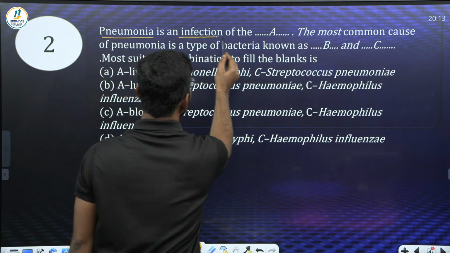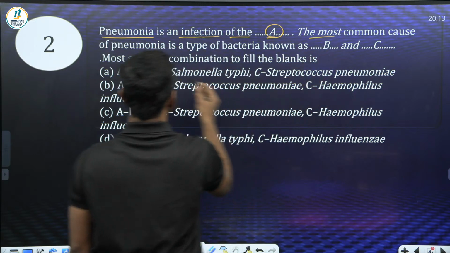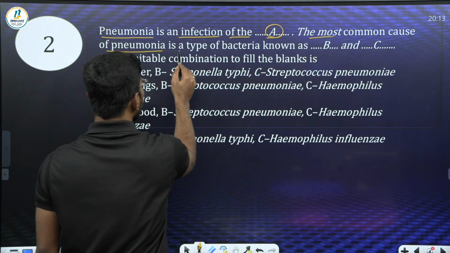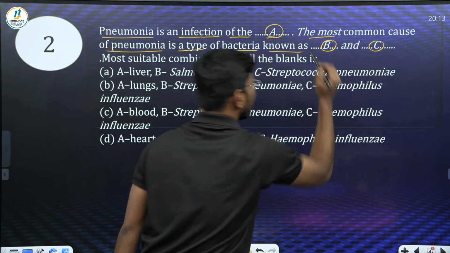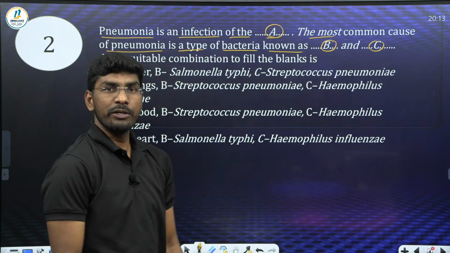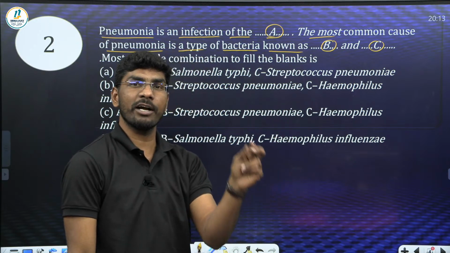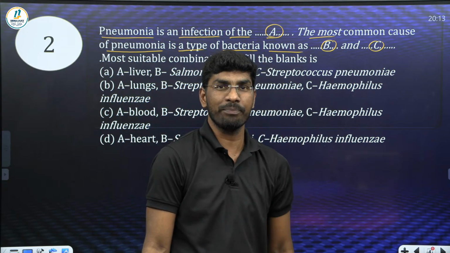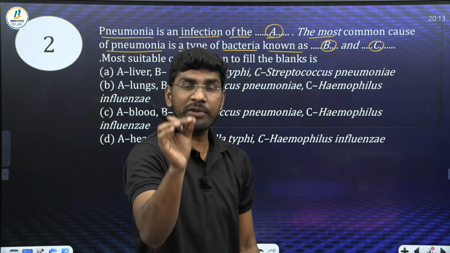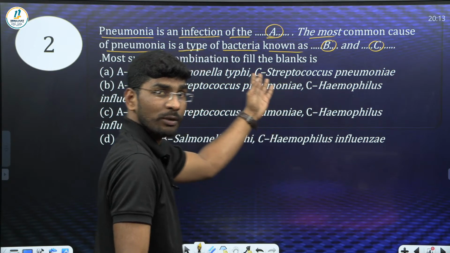Pneumonia is an infection of A. I don't know this A. The most common cause of pneumonia is a type of bacteria known as B, and C is given. Pneumonia is caused by two types of bacteria called Streptococcus pneumoniae and Haemophilus influenzae. Yes or no? And these bacteria infect the alveoli of the lungs. Yes or no? So what is the correct answer of this one?